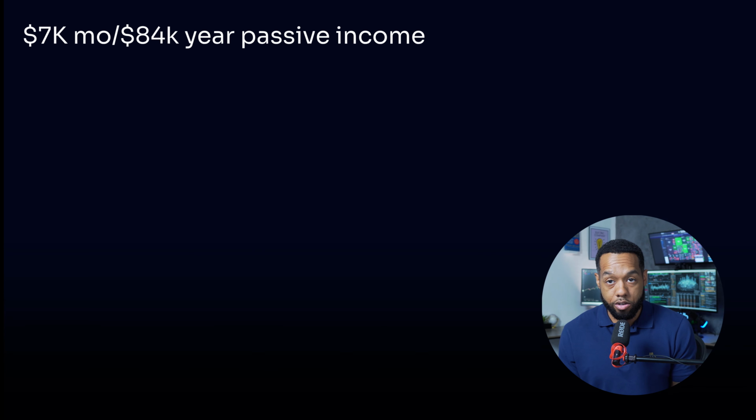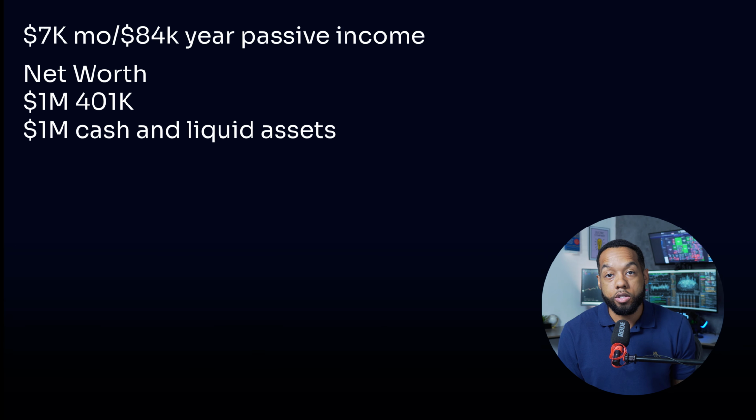So let's walk through a real world situation and how an investment analyst would approach this to solve this problem. Let's say we have our client, and the investor wants to generate $7,000 a month in passive income, and that would equal $84,000 a year. The current kitty, the balance sheet, is sitting at $1 million in a 401k. And he also has $1 million spread out between investments and cash that he just has on the balance sheet.